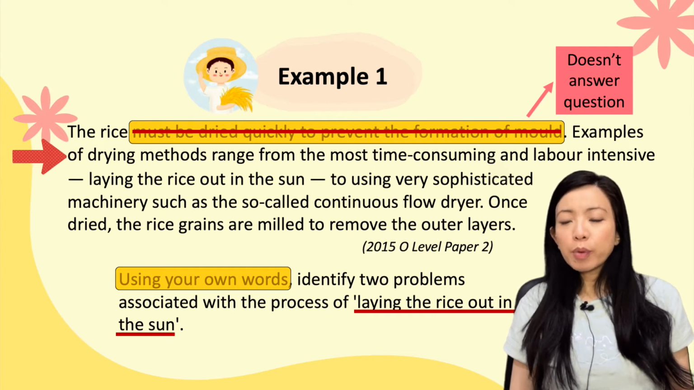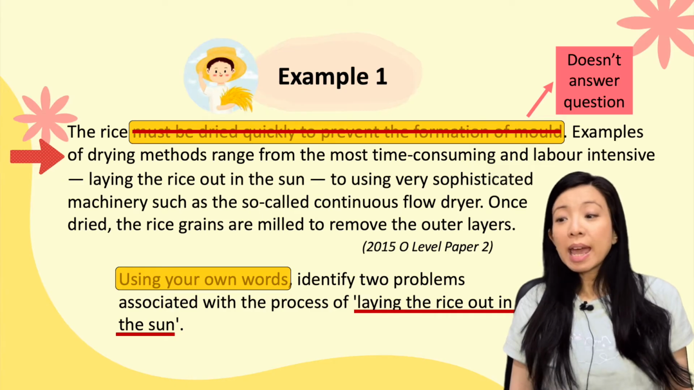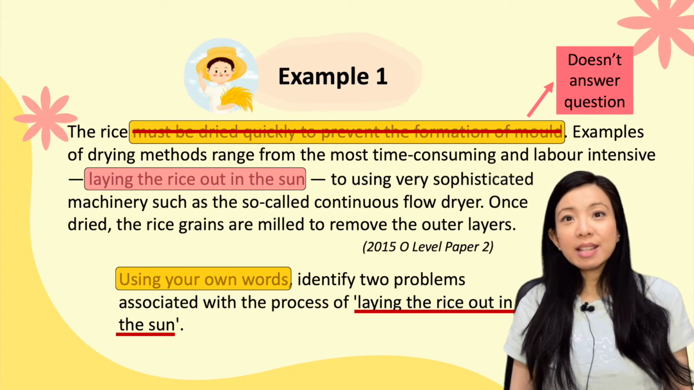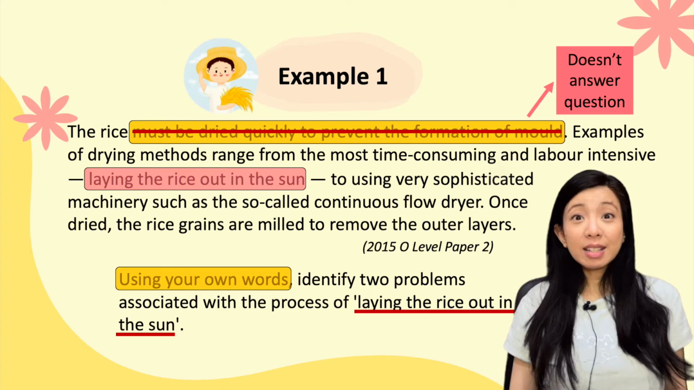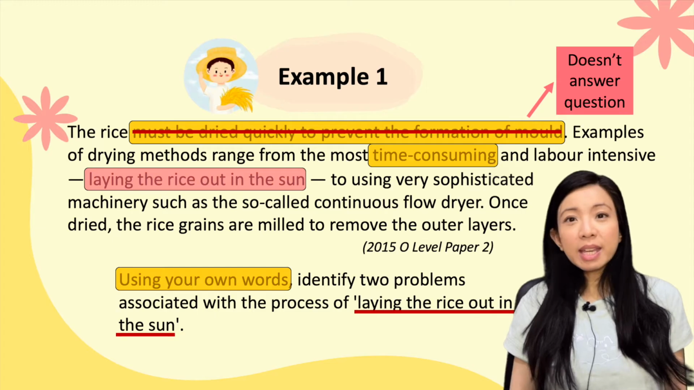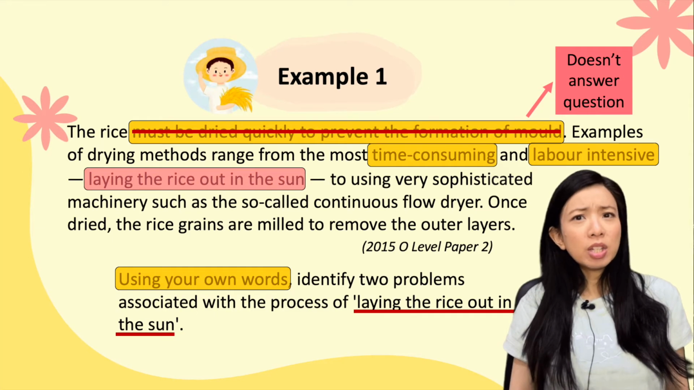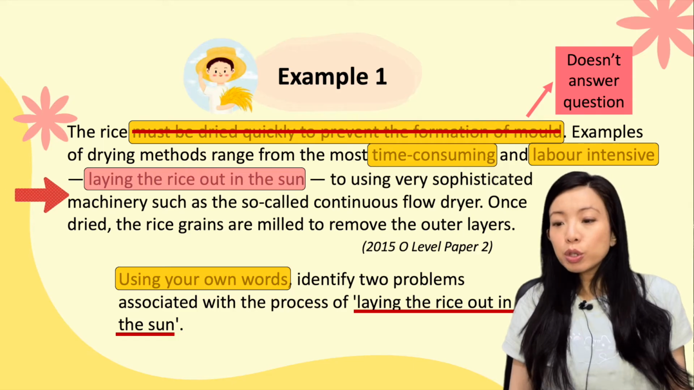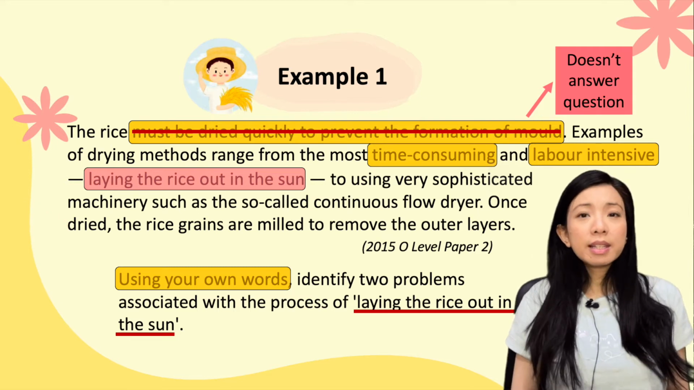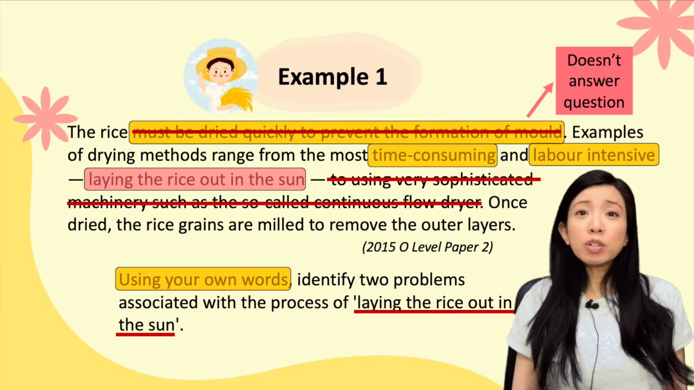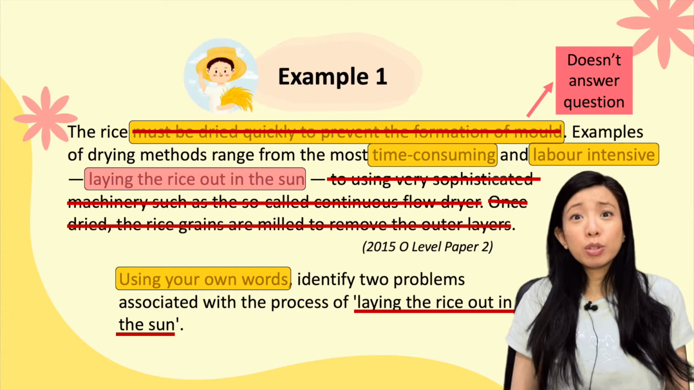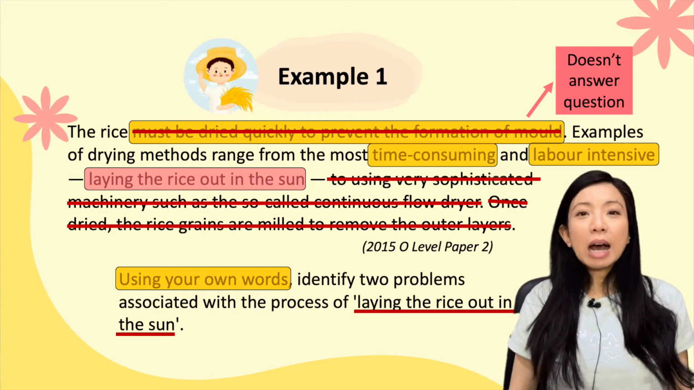Examples of drying methods range from the most time-consuming and labor-intensive. And they use the hyphen there, saying laying the rice out in the sun. So I think we found our answer because it tells us the problems of laying the rice out in the sun, which is time-consuming and labor-intensive. Let's double check the last part of this paragraph, from using very sophisticated machinery all the way until to remove the outer layers. Obviously, the second part talks about sophisticated machinery, so nothing to do with laying the rice out in the sun. And the last part is just telling us once the grains are dried, what happens to the grains. So we've definitely found our answer.